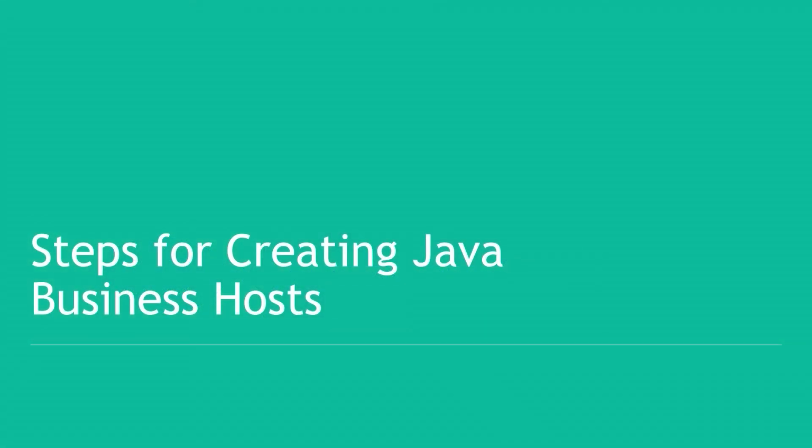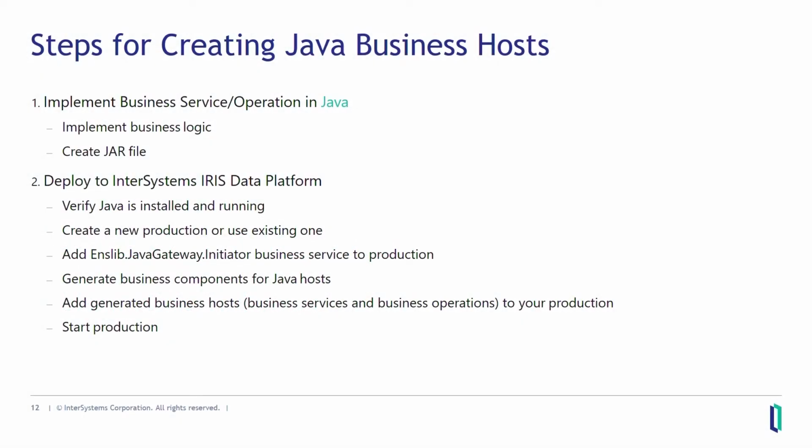So the steps for creating Java Business Hosts. One is that you implement the business service and operation in Java, which basically means you write Java code and create a jar file. But you are implementing certain methods from libraries that we provide to you when you install Iris, or InterSystems Iris. Then you deploy that into the Iris Data Platform.